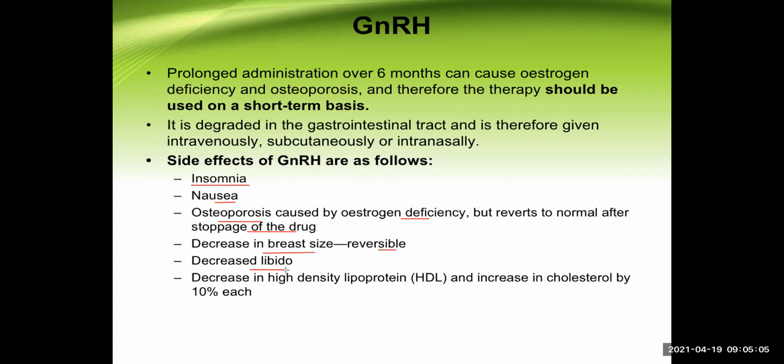Decreased libido, again due to blockage of estrogen as well as androgen, and a decrease in high density lipoprotein and an increase in cholesterol by 10% each. Means both of them are changed by 10% compared with the same lady who is not using this drug. Now see this. What is the function of HDL in our body? Anyone?